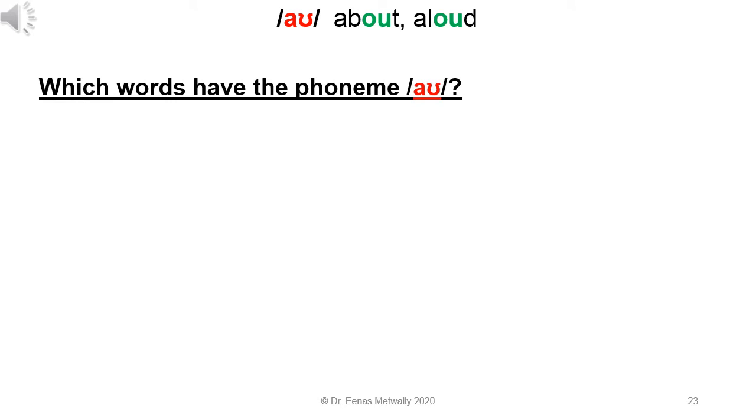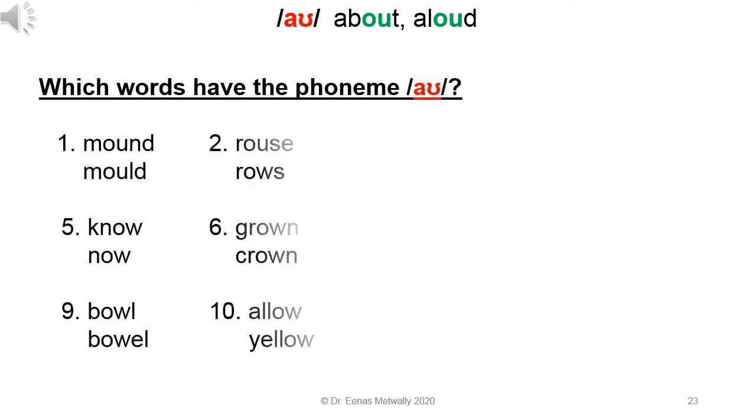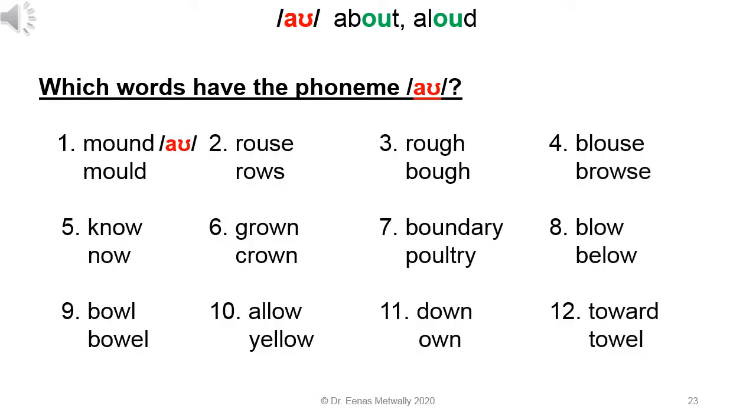Now, which of these words have the phoneme ow? Mound, mould, rouse, rose, rough, bow, blouse, browse. No, now. Grown, crown. Boundary, poultry. Blow, below. Bowl, bowl, allow, yellow. Down, own. Toward, towel.